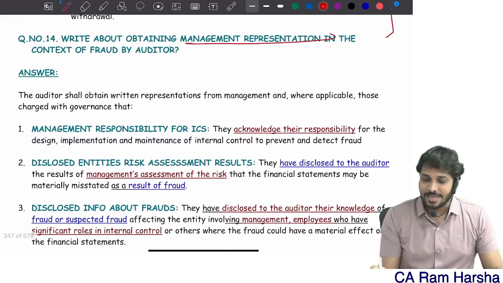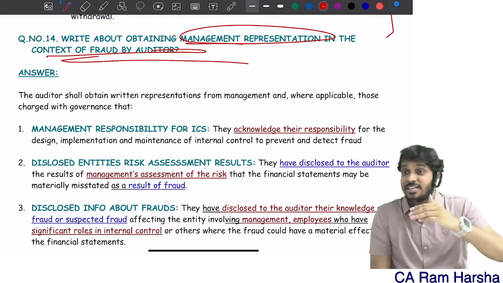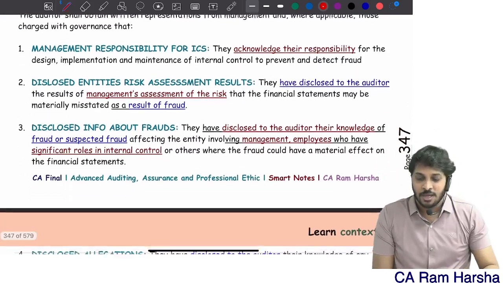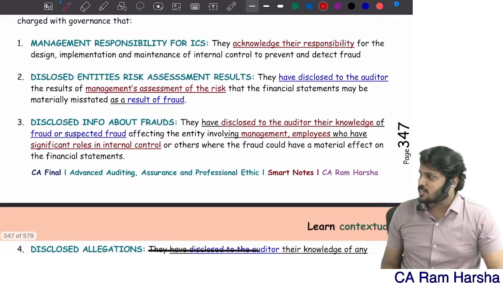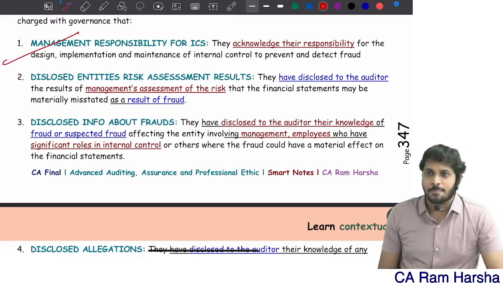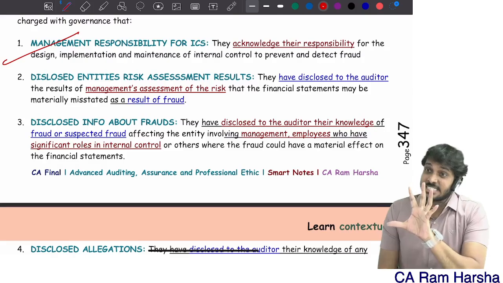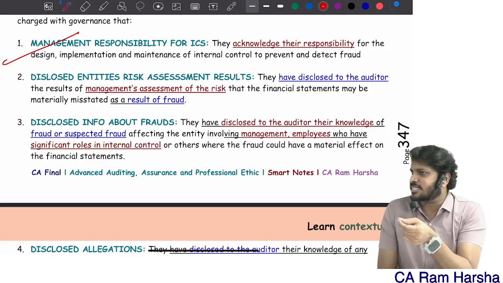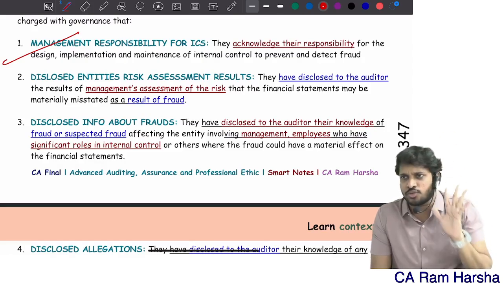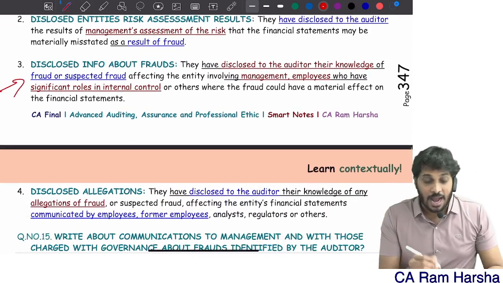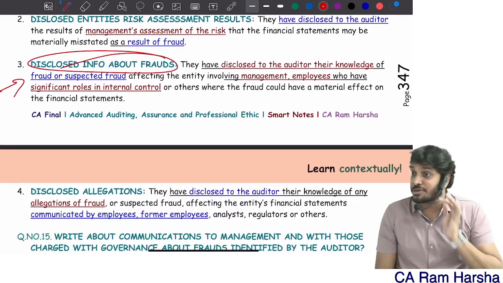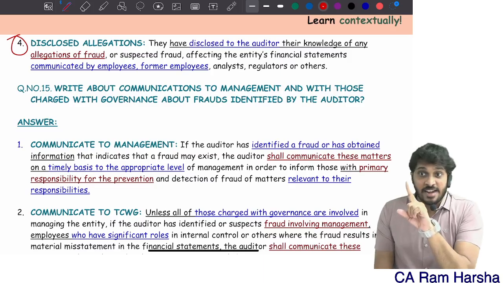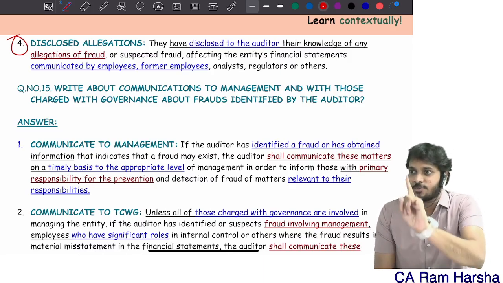Finally, get a representation from the management. After doing this risk assessment, understanding all this, get a representation from management. What representation? Who is responsible for the internal control system? Management. Whose responsibility is it to conduct the risk assessment originally about the entire fraud? Management. Whatever result they got in risk assessment, they should show it to the auditor, right? That is whose responsibility? Management. Management is responsible to disclose the information about frauds to the auditor. Not only actual fraud, even allegations and suspected frauds, management should also disclose.